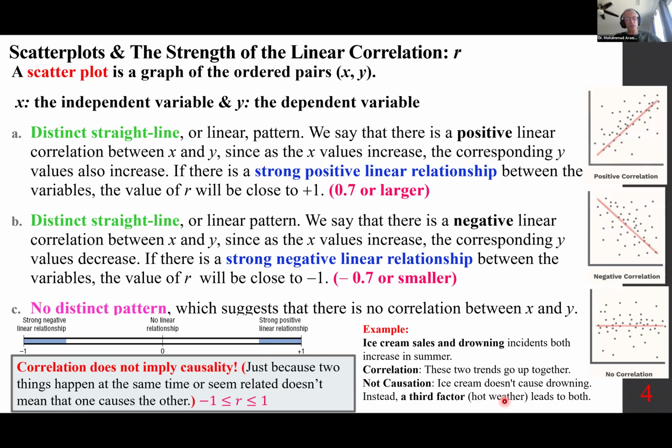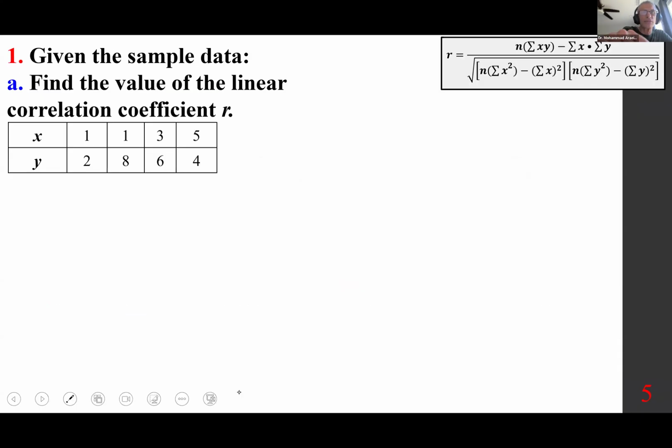So the linear correlation, in this case, has a coefficient R for sample and rho for a population. Want to be comfortable with the concept, as I mentioned before. So let's do the math for this question.